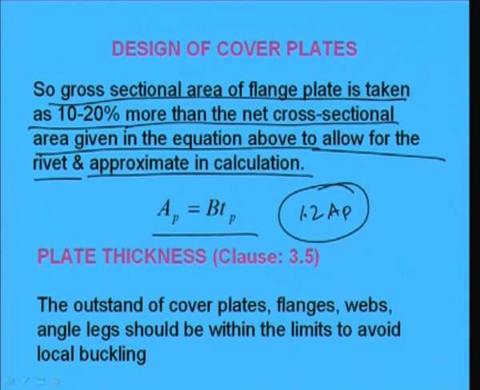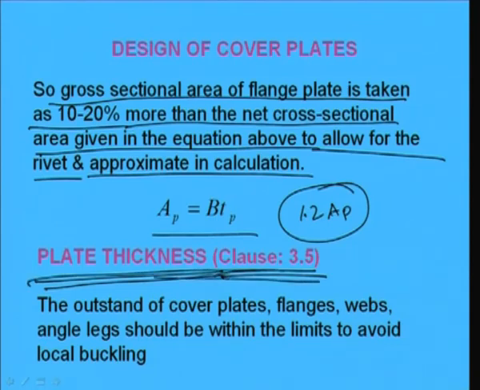Right. Now, the moment we get A_P, the area of the plate, we have to decide what will be the thickness of the plate and what will be the width of the plate. Some guidelines have been given by the code IS 800:1984. In clause 3.5, the plate thickness has been described. The plate thickness of the section, means the additional plate, whatever it is, has been told there.